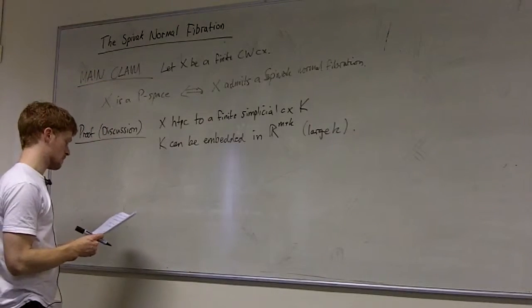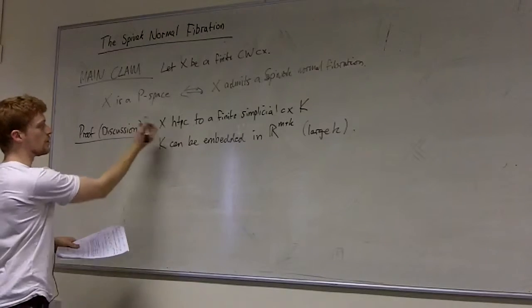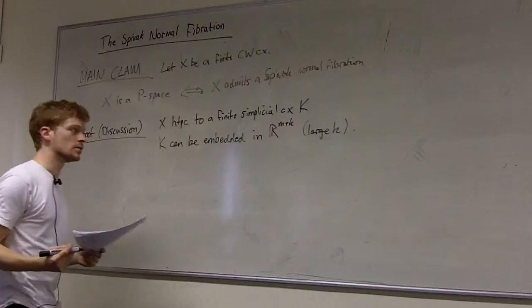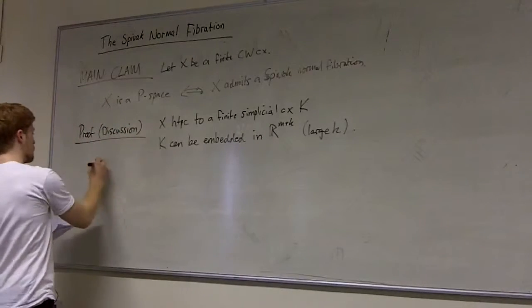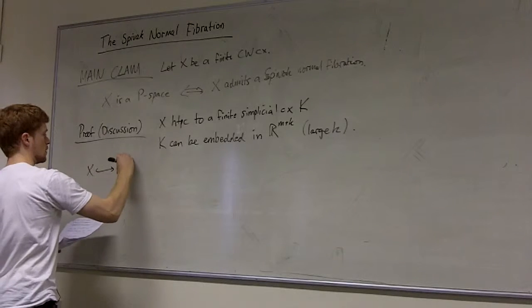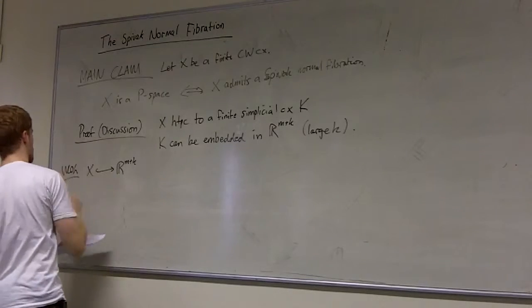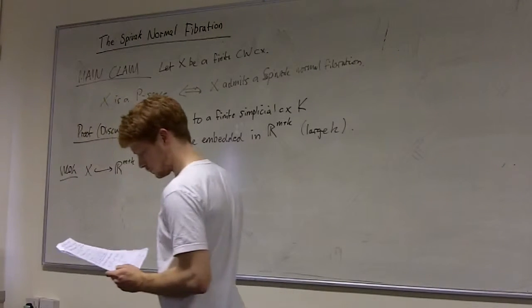Okay. So I'm not going to talk about k anymore. I'm just going to say, without loss of generality, we've embedded X into this large Euclidean space. So let's say X is embedded, without loss of generality, into this space.